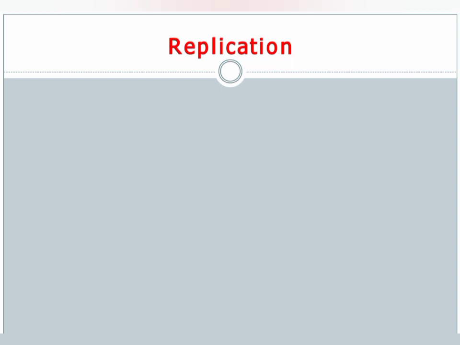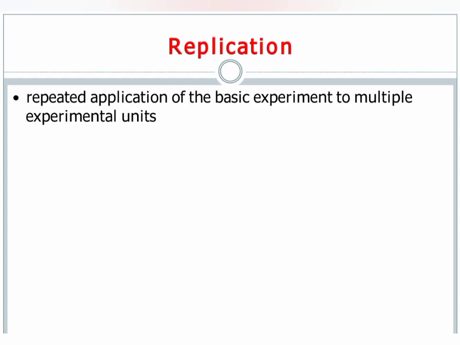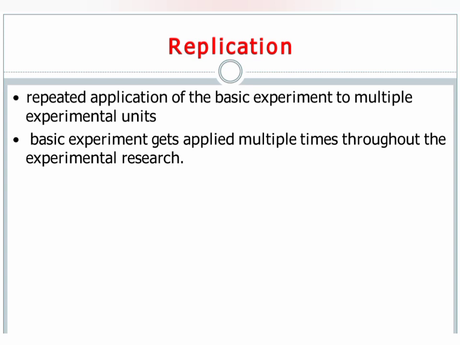Replication means repeating the same experiment a number of times in order to get accurate measurements. So it is the repeated application of the basic experiment to multiple experimental units. So we are going to repeat the same experiment repeatedly. We are going to apply the basic experiment multiple times on the experimental units throughout the experimental research.